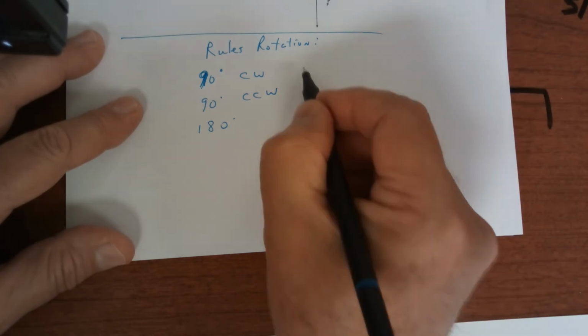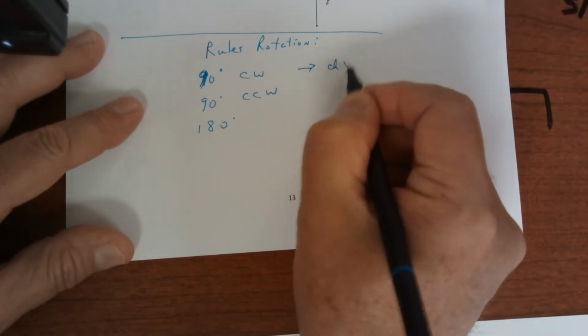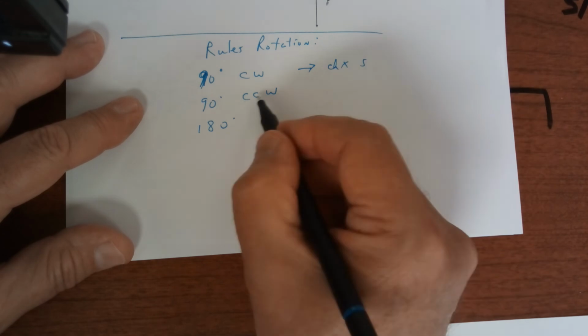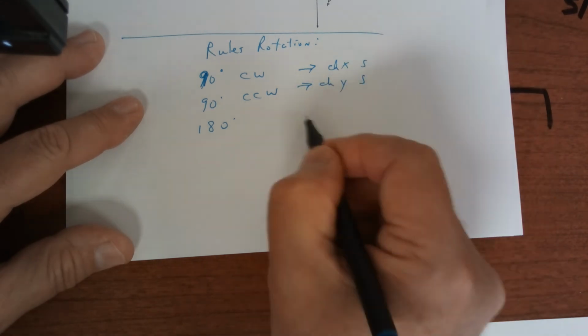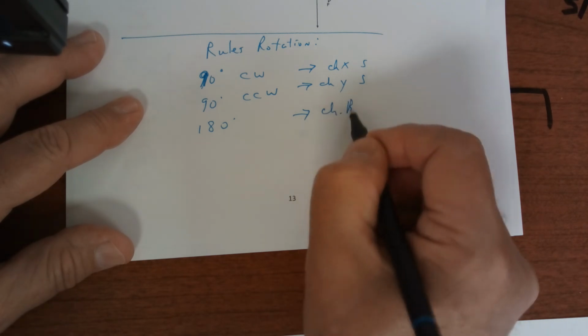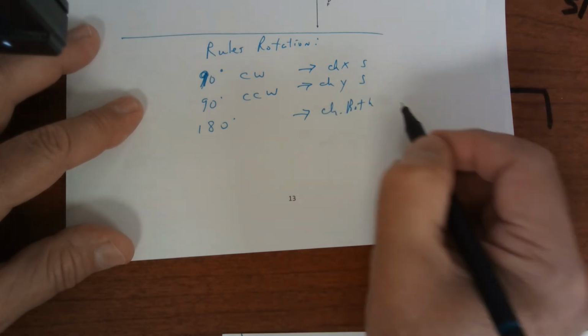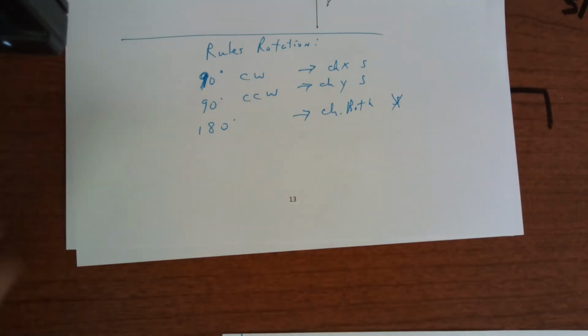So this one, you change the x and switch. This one you change the y and switch. This one you change both and you don't switch. There it is. Those are the rules. Make sure you memorize those.